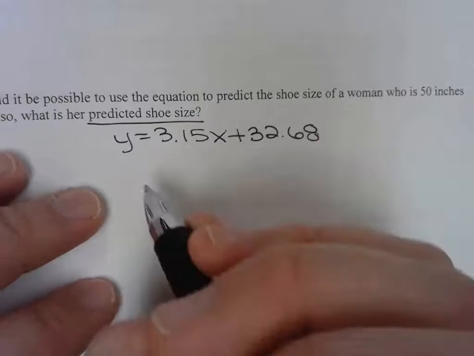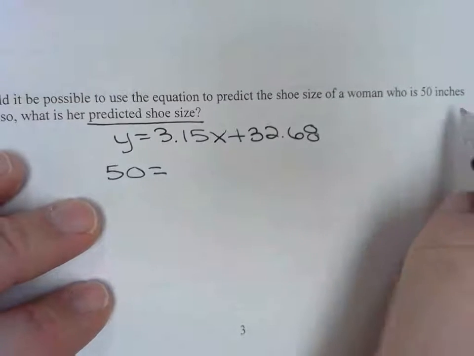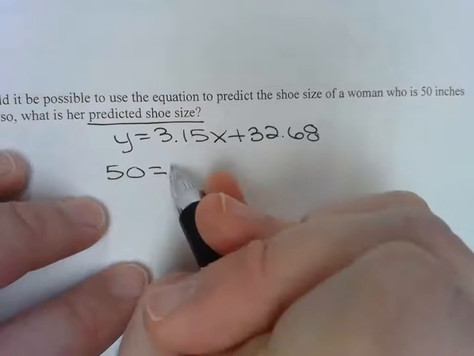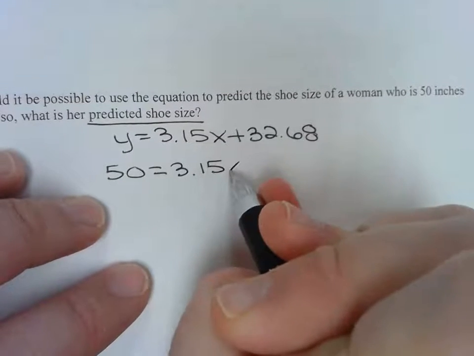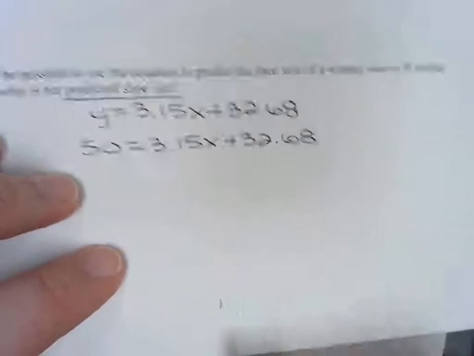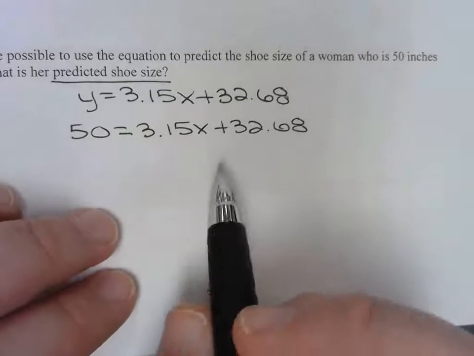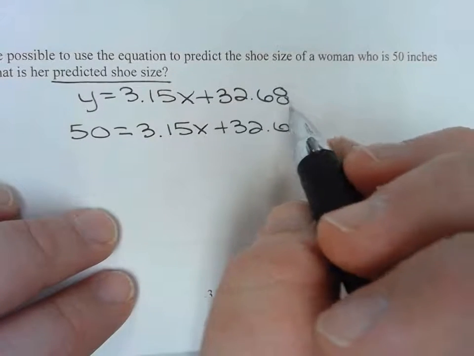X. They tell me y is what? 50. That is the height. 50 inches tall. So I'm going to plug 50 in for y, and I'm going to solve this equation for x. Just because it's decimal, who cares? Get over it. You'll be fine. How do I solve this for x?